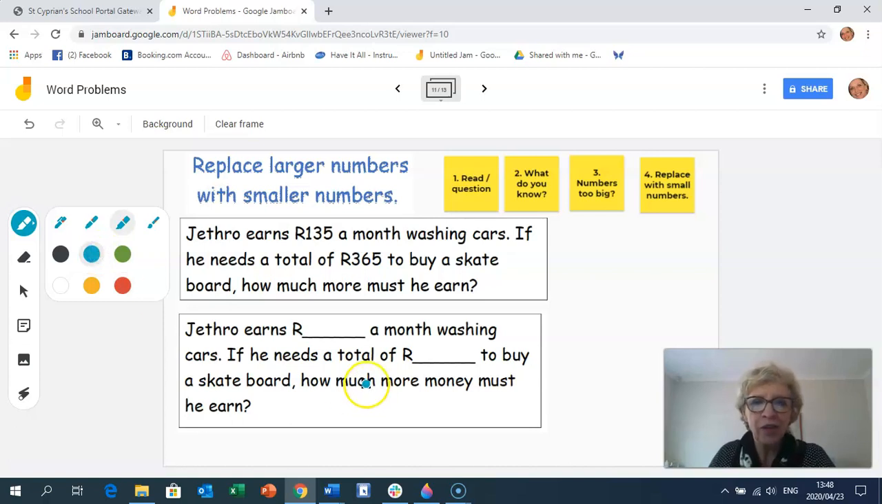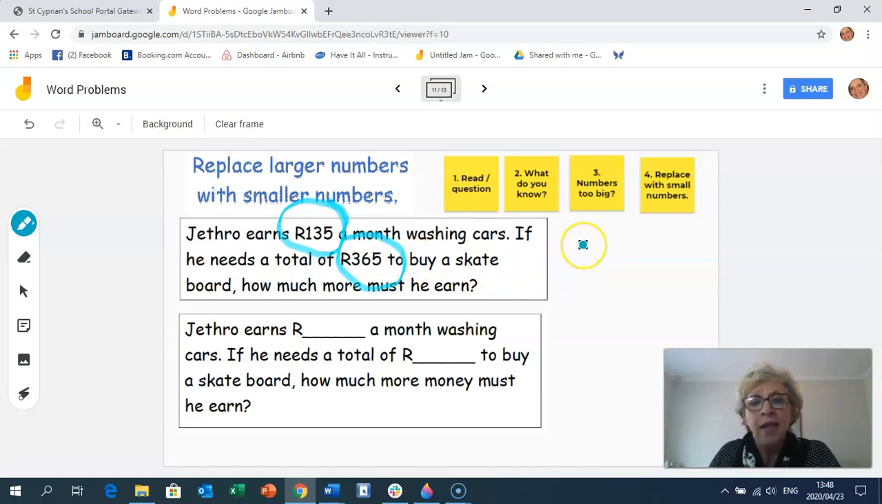So I'm going to then circle these numbers, because it's very important, girls and boys, that when you replace the numbers in these areas here, I've left the numbers out, the exact same word problem, but I've left the numbers out. You must remember that if this number here is smaller than this number, then this number here must be smaller than this number. You can't just put any old number in there.